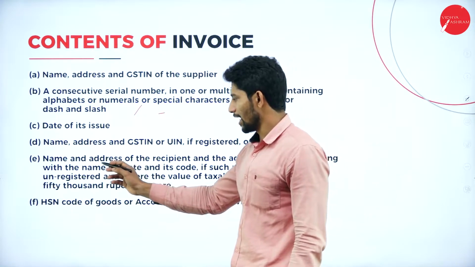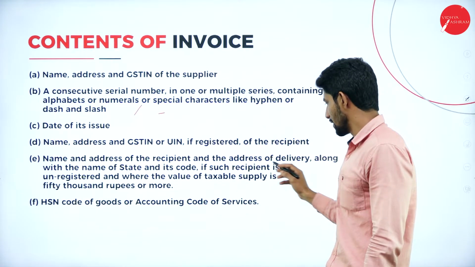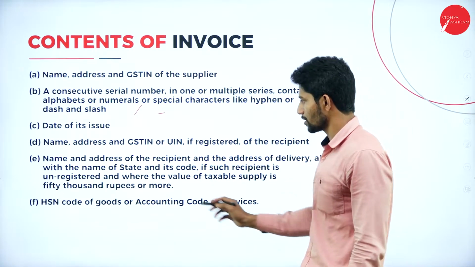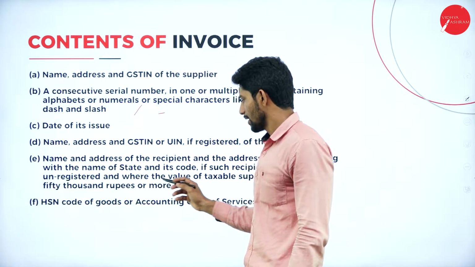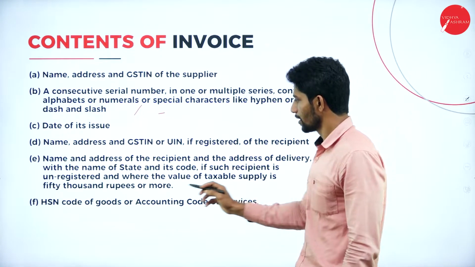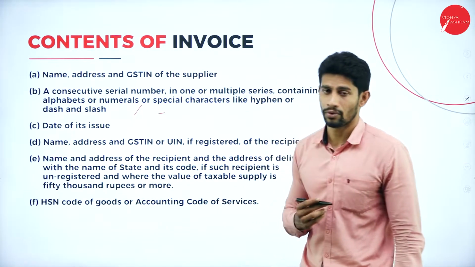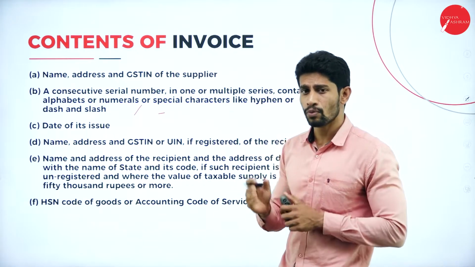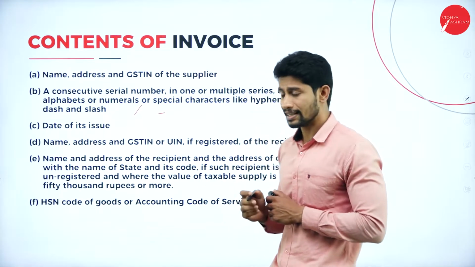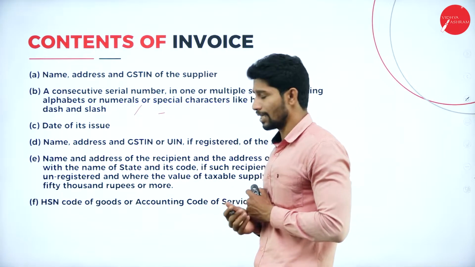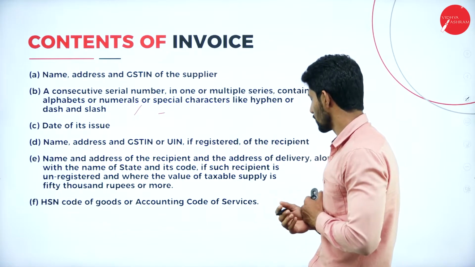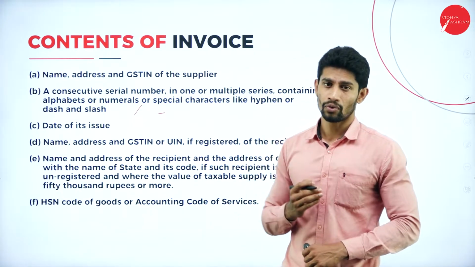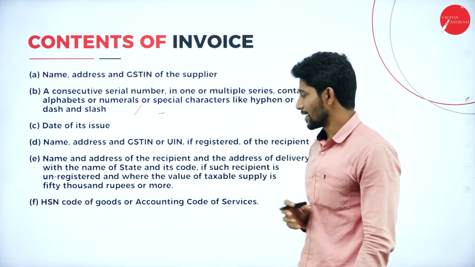Next, name and address of the recipient and the address of delivery, along with the name of the state and its PIN code, if such recipient is unregistered and where the value of taxable supply is 50,000 rupees or more. Yes, if the supplier is supplying goods and the value of those goods is more than 50,000, then the supplier is supposed to mention the name and address of the recipient and also the full address of delivery along with the name of the state and the PIN code of that particular address of delivery.